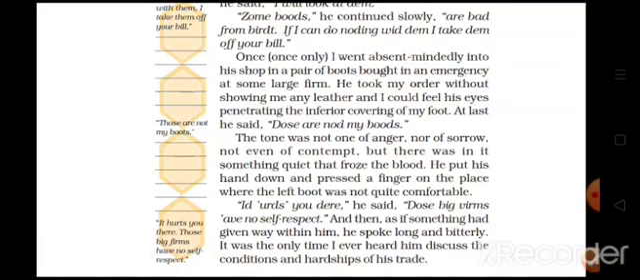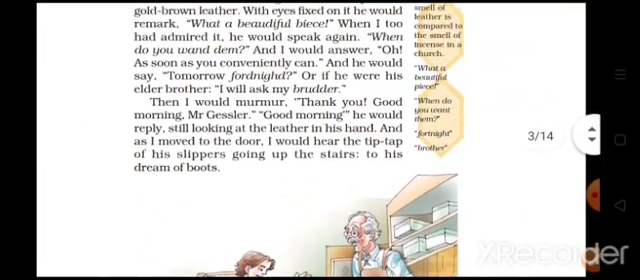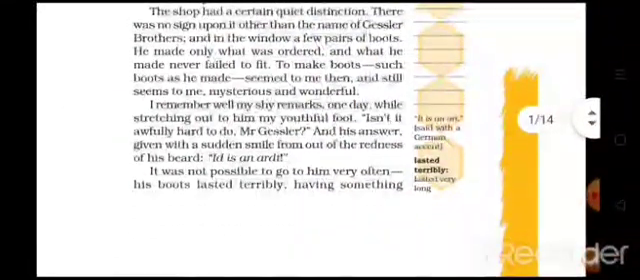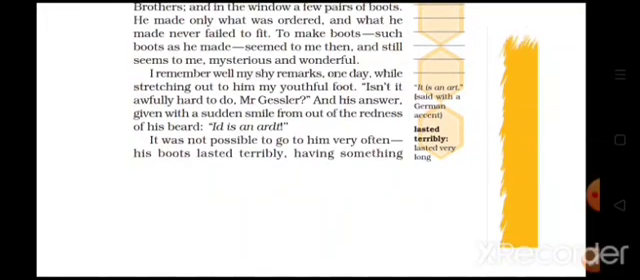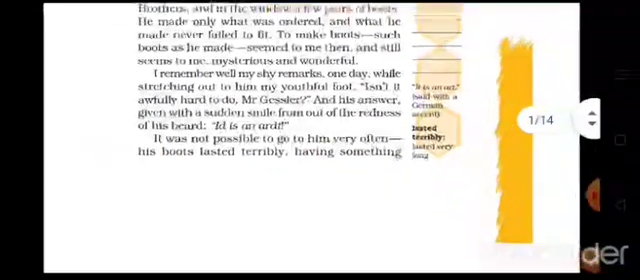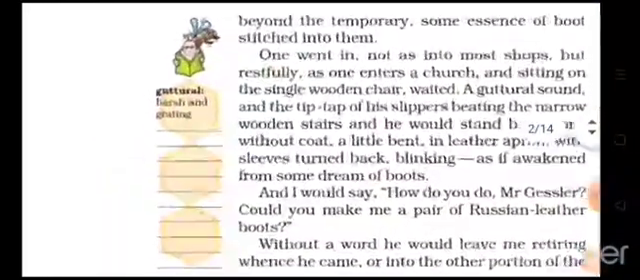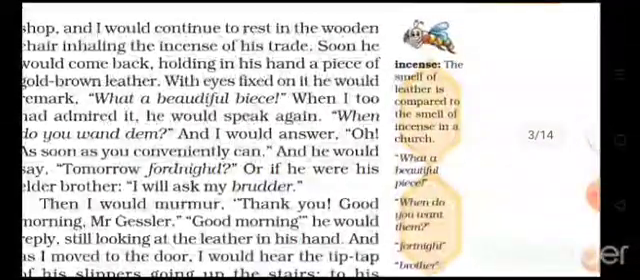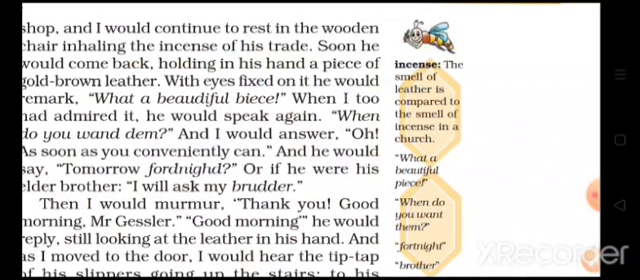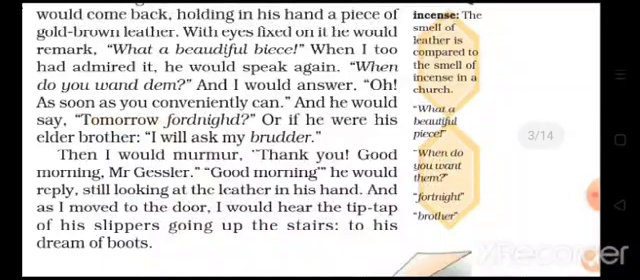Before concluding the video, I would like to revise the word meanings given in this first part of the story. Lasted terribly: lasted very long. Guttural: harsh and grating. Incense: the smell of the leather is compared to the smell of the incense in a church. Fortnight: two weeks.